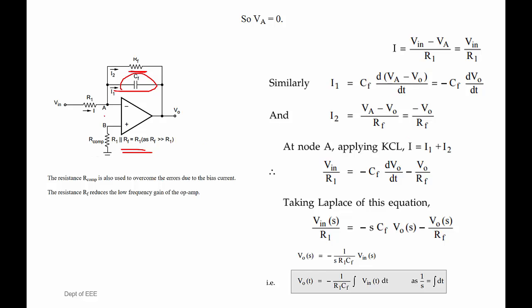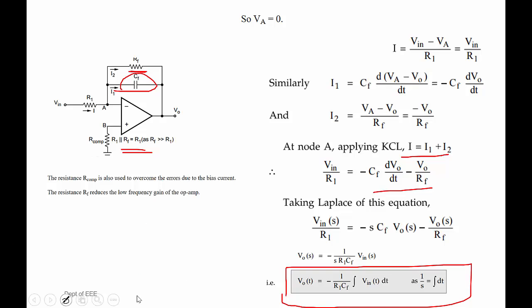If you again apply KCL at node A, you will get the equations for I1 and I2. I1 is CF dV naught by dt, and I2 is equal to minus V naught by RF. According to KCL, I is equal to I1 plus I2. Connecting those two and replacing everything by Laplace transformation, finally you will get this expression for the practical integrator.